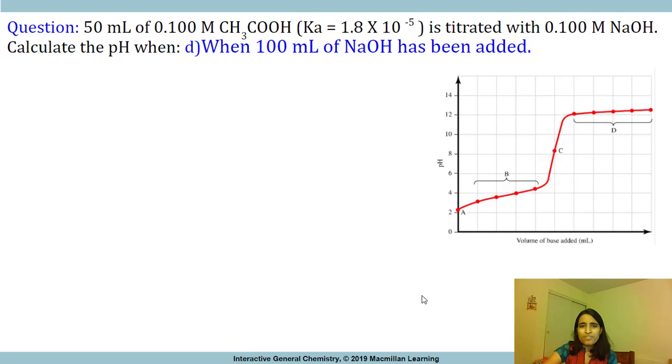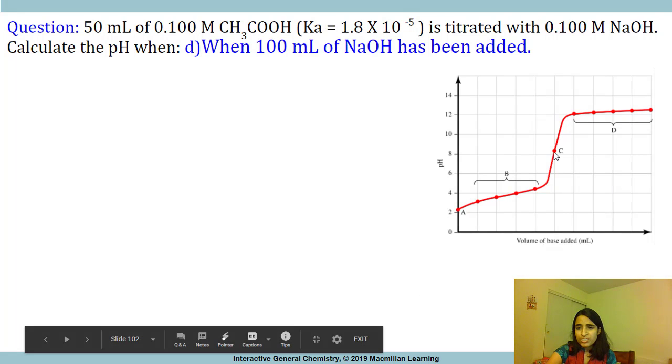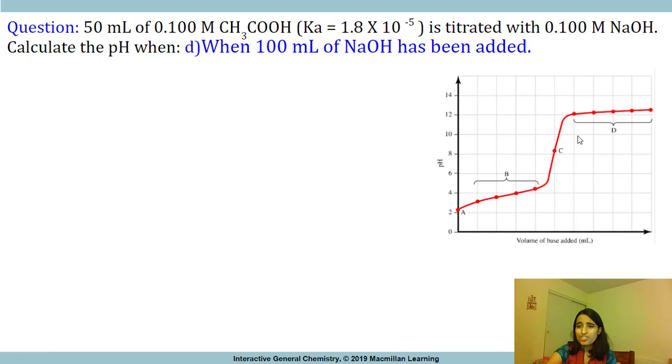So now let's look at the very last part, which is when 100 milliliters of NaOH has been added. Now we know that anything above 50 milliliters, which is the equivalence point, is going to be in this part, which is the D stretch. And when 100 milliliters is added, it is also over here. So we should expect to have a pH that's very basic.